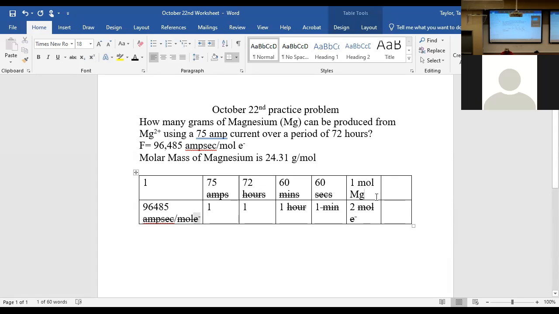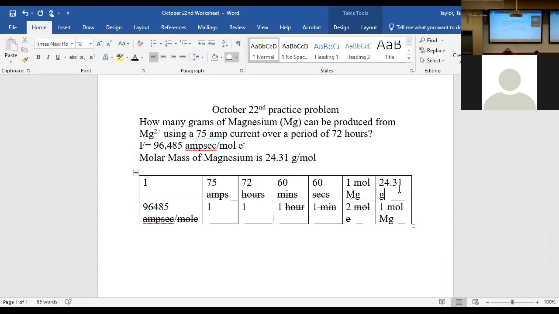All right. And then we have moles of magnesium, but we don't need moles, we need grams. So we need to cancel that out using the molar mass. So we know in 1 mole of magnesium, there is 24.31 grams of magnesium. Now we cancel out moles of magnesium. And the only thing we're left with is grams of magnesium, which is exactly what we're trying to solve for. So we know we're good to just go ahead and do the math.